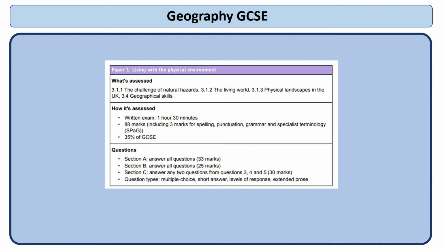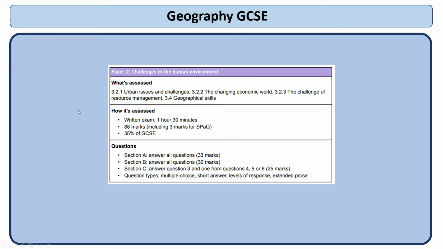Throughout all the exam questions and all the exam papers, there are geographical skills. That might be understanding the distribution on a map, or, like I said, working out maths skills such as median and mode or range. So that is a written exam. It's an hour and 30 minutes. 3 of those marks include spelling, punctuation, and grammar, and it's 18 marks in total.